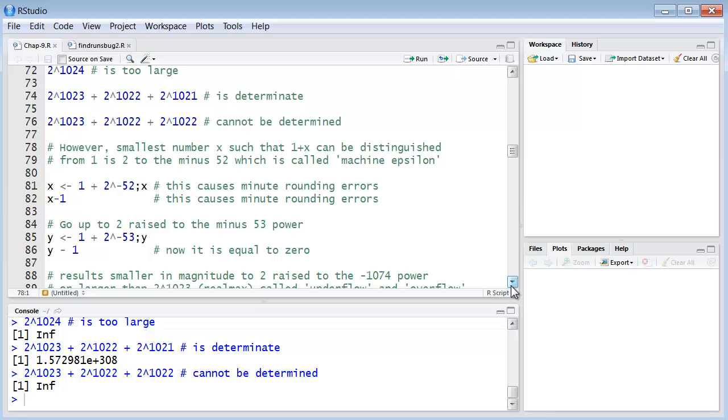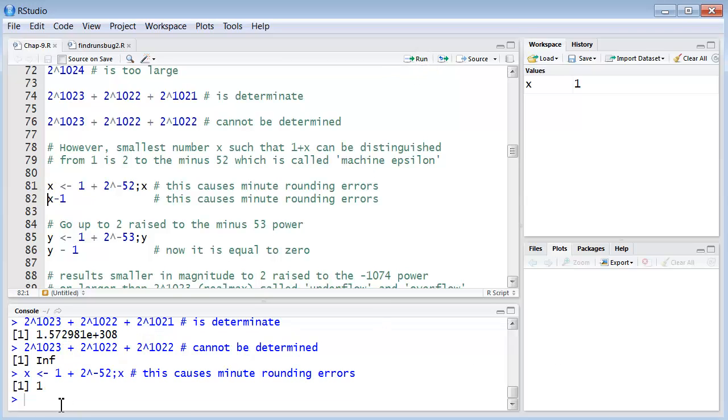So the smallest number that can be distinguished from 1 is 2 to the minus 52nd power. This is called machine epsilon. So let's play around with this. Let's assign a value to x that is 1 plus the smallest possible number that can be represented. And we'll see what x turns out to be. In that case, x turns out to be 1. So it doesn't seem to add anything to it.